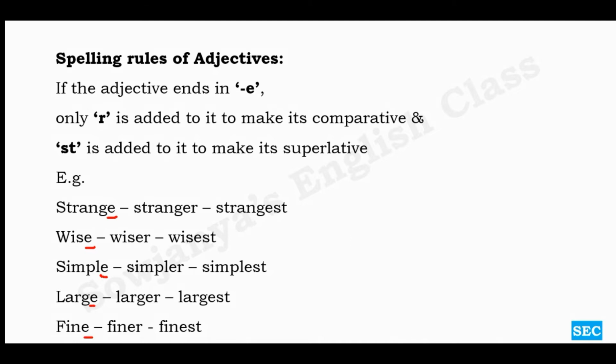So what have we done here? To form its comparative, we have simply added R. Instead of ER, we have added R. And superlative, instead of EST, we have added ST. So here also wise, wiser. R we have added in comparative and ST in superlative. Here also simple, simpler, simplest. Large, larger, largest. Fine, finer, finest. So this is for adjectives ending in E.